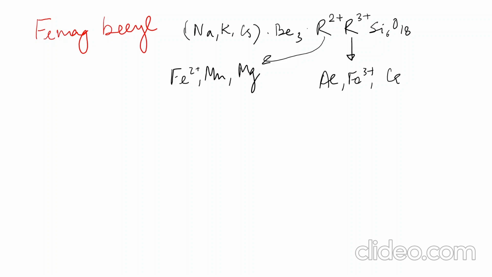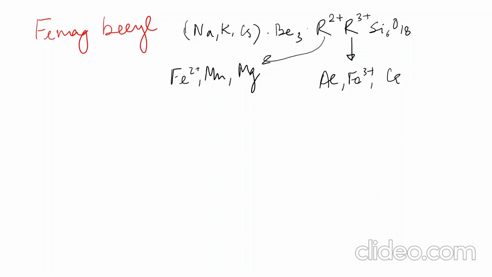So this is how the chemistry of beryl varies once the various types of ions place themselves in it, and as I have already mentioned previously, the beryllium and aluminum coordinate in tetrahedral and octahedral coordinations respectively.